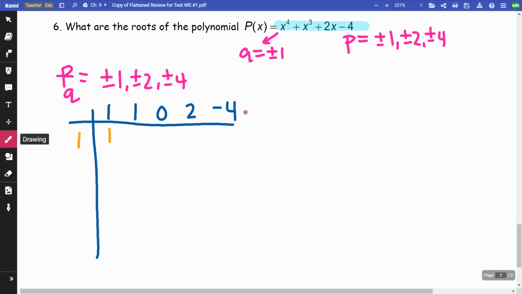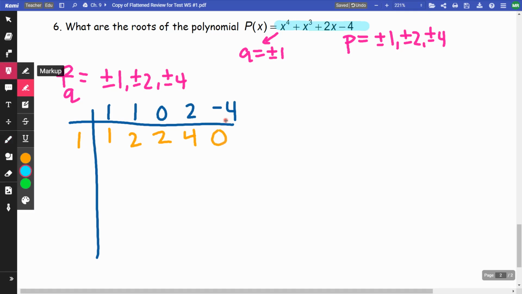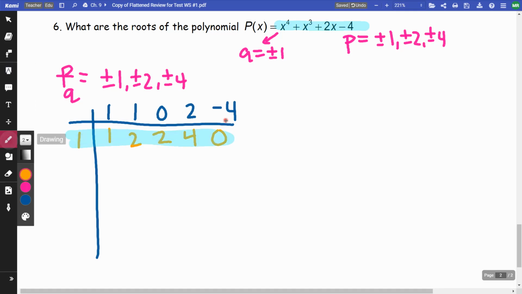Okay, bring this down. 1 times 1 is 1. I add it to 1 and I get 2. 2 times 1 is 2. I add it to 0 and I get 2. 2 times 1 is 2. I add it with 2. I get 4. 4 times 1 is 4. I add it to -4 and I get 0. So I actually found a 0 right now. This right here is a 0. So one answer is going to be x equals 1. That's one answer. It was a degree 4, so now this is a degree 3.